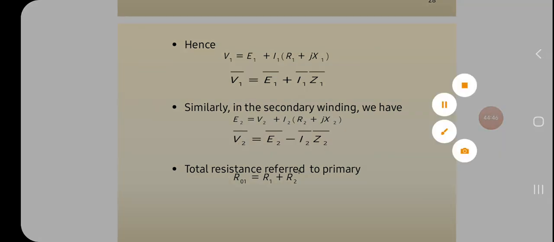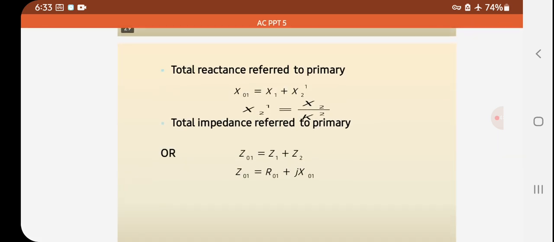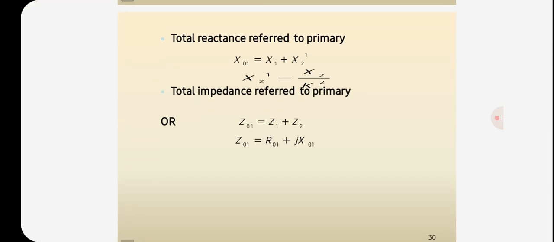So the resistance referred to primary, R01, is equal to R1 plus R2 dash. The total reactance referred to primary, X01, is equal to X1 plus X2 dash, where X2 dash is equal to X2 by K square. The total impedance referred to primary, Z01, is equal to Z1 plus Z2 dash, that is, Z01 is equal to R01 plus jX01.